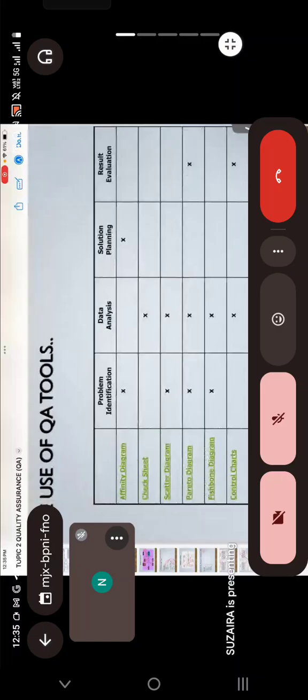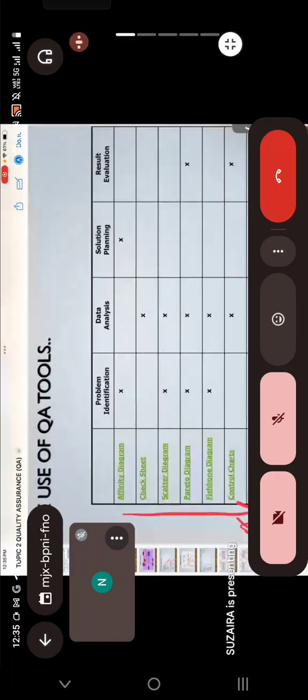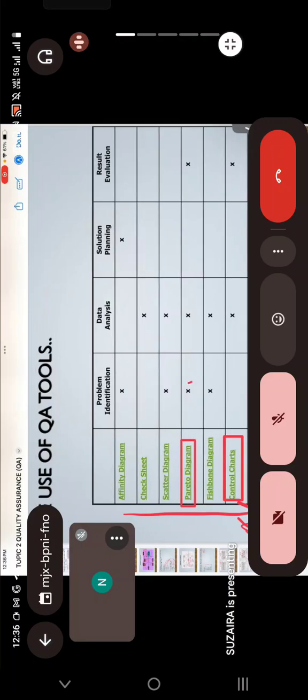For the specific diagrams, specific tools, we have 7 here, number 1 to 7. Each indicates the function of a tool. The Pareto diagram, the one involving calculations, and the control chart here are more towards problem identification and data analysis. And the last one is result evaluation. Result evaluation and solution planning are the preventive measures that we need to take.